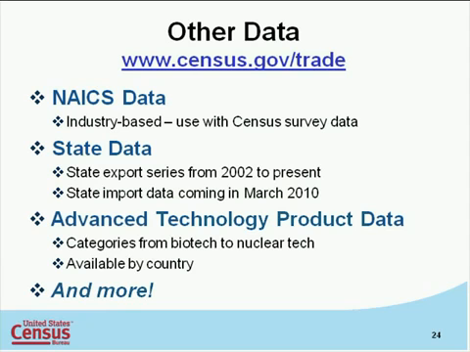There is also advanced technology product data in categories ranging from biotech to nuclear technology. In addition, there is also, as I mentioned before, the FT900 U.S. International Trade in Goods and Services Report that not only details the current trade for the month and for previous years, it also breaks it down into certain end-use commodity categories for petroleum.